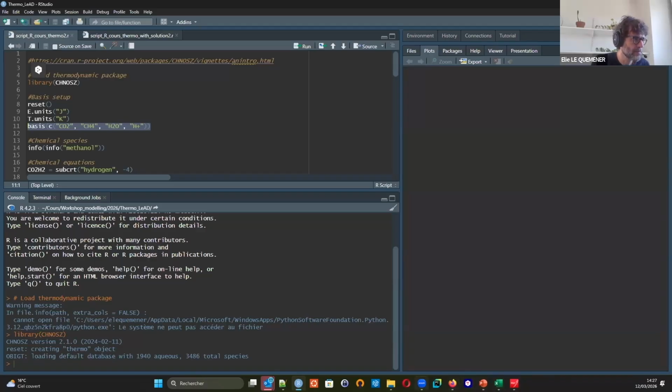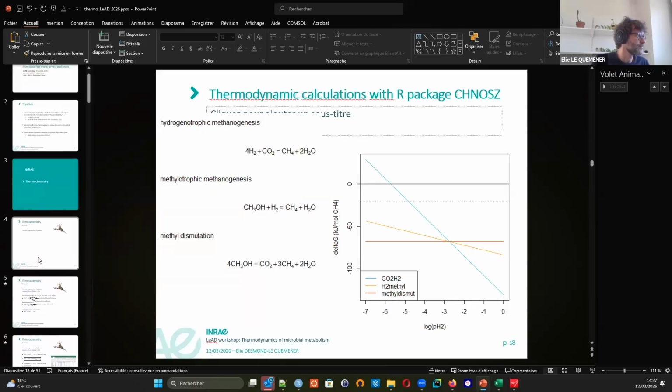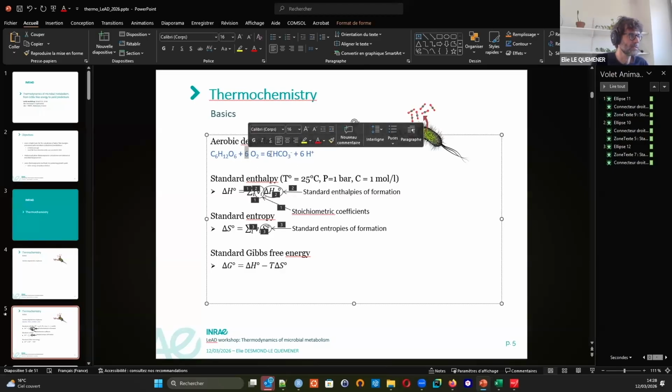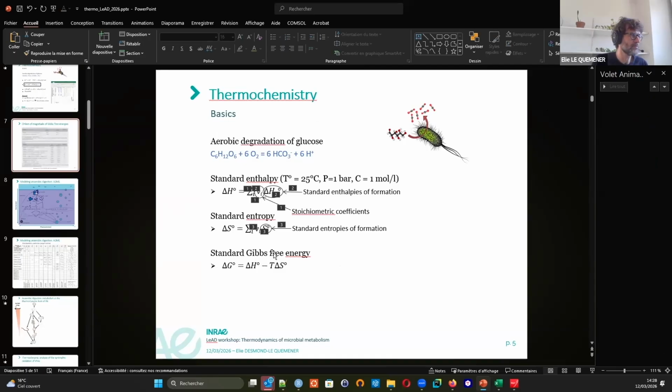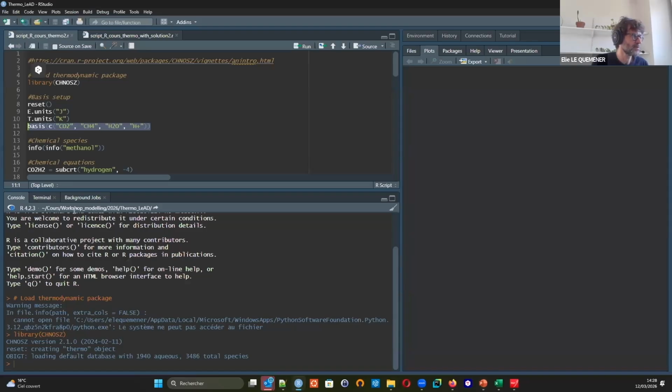For example, if you remember when we talk about the glucose oxidation, here if you do the balance of the elements, you can compute that you need 6 O2 and you need 6 HCO3 minus, but it takes some work to do this computation. It's the same for all these reactions. You can compute all the stoichiometry, but you need to do some mass balance to do that. The advantage here is that the package will do everything automatically.